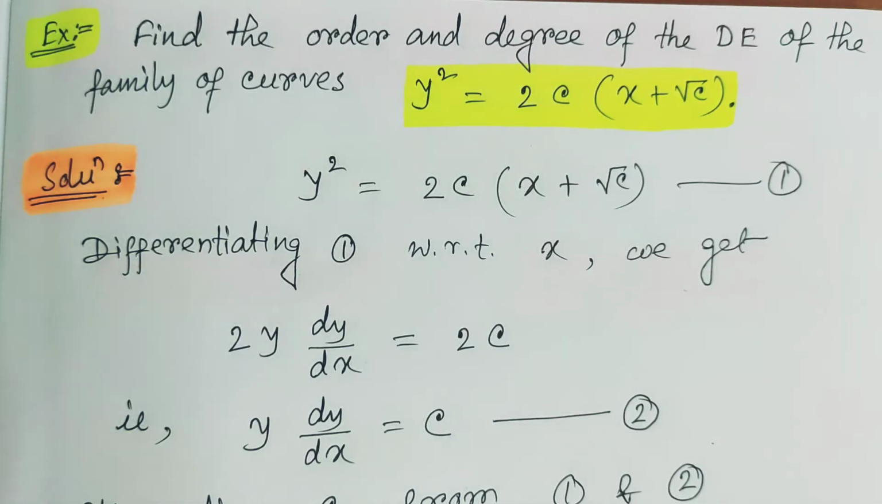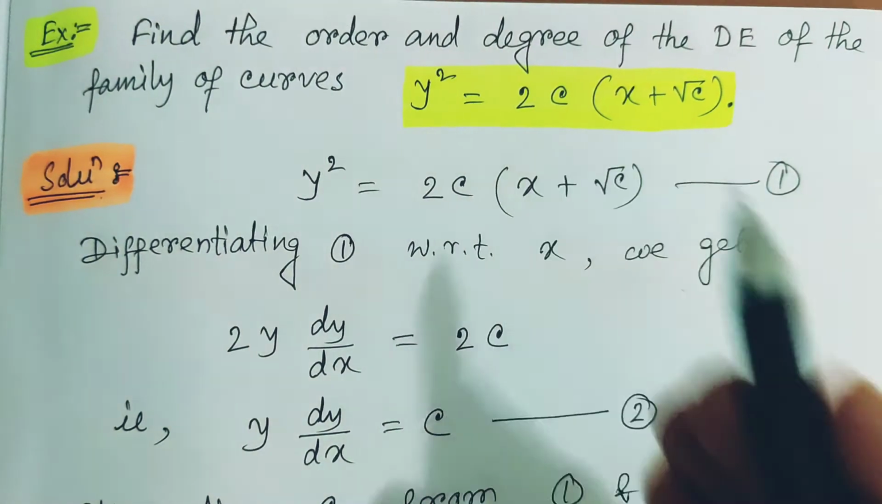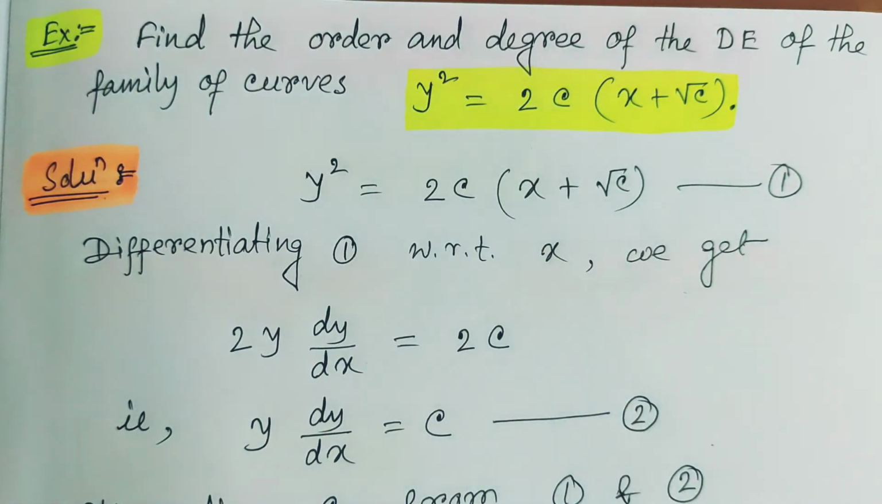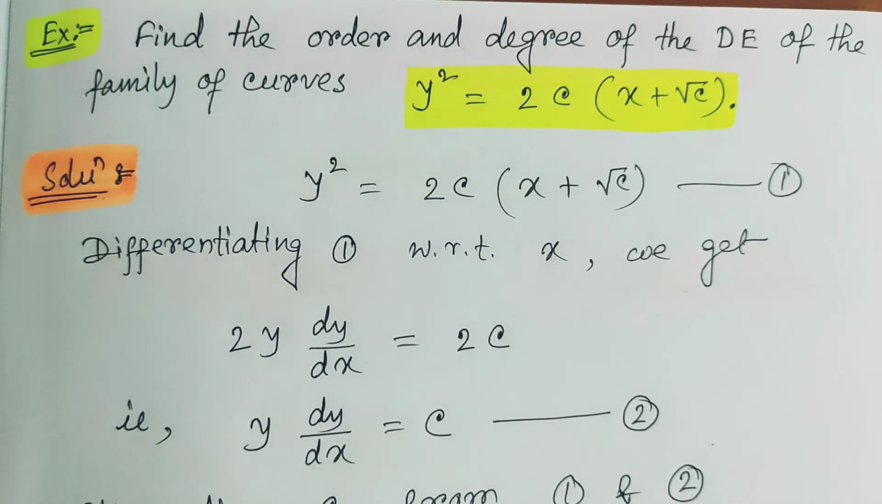Let us do one more example. Find the order and degree of the differential equation of the family of curves. This one is the given curve. For that, at first we should find the differential equation. After getting the differential equation, we should say what the order and degree of that differential equation are.